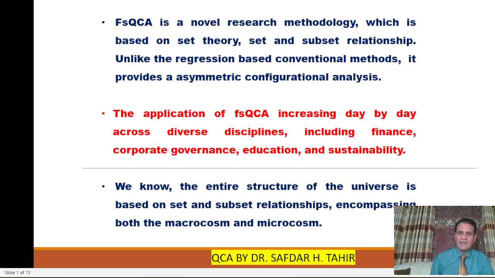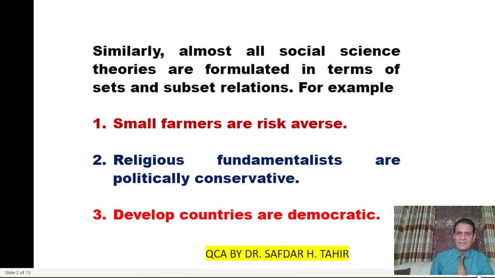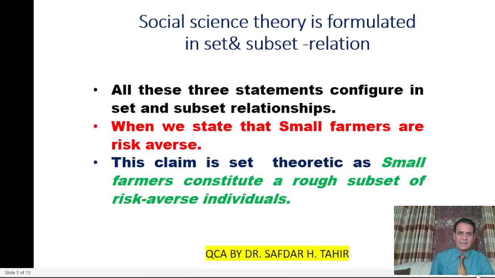We know the entire structure of the universe is based on set and subset relationship, encompassing the macrocosm and microcosm interconnection. Similarly, almost all social sciences theories are formulated in terms of sets and subset relationships. For example, small farmers are risk averse, religious fundamentalists are political conservative, developed countries are democratic. All these three statements configure in set and subset relationship.